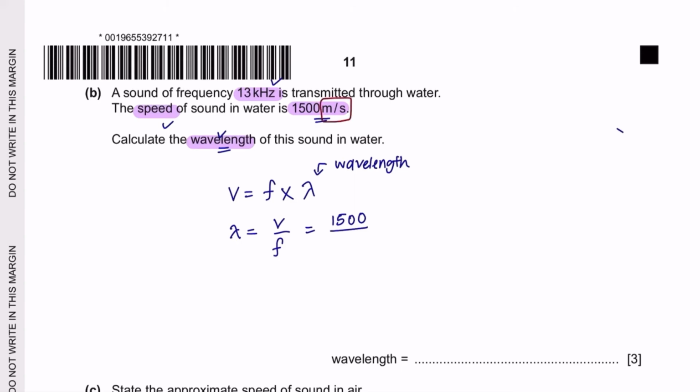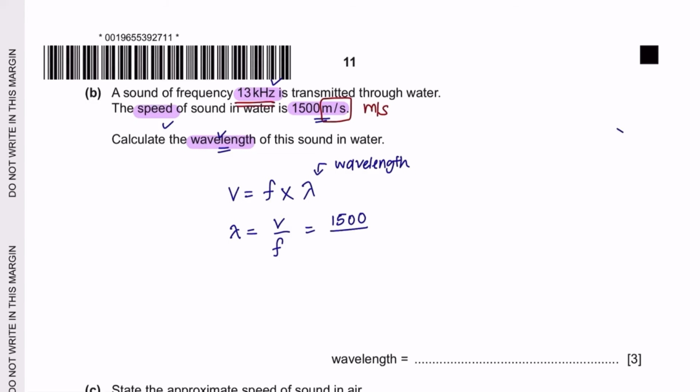The formula related to wavelength, speed and frequency is v equals frequency times lambda. Lambda here is the wavelength which we are looking for. So rearranging this formula, we would get velocity over frequency. Velocity given is 1500 meters per second. There is no need for us to do any unit conversion because meters per second is the standard SI unit.